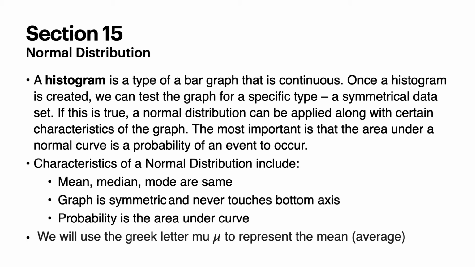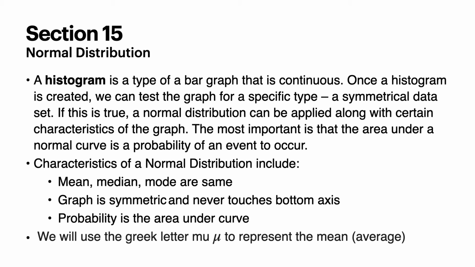Characteristics of a normal distribution include the mean, median, and mode are the same. The graph is symmetric and never touches the bottom axis. Probability is the area under the curve, and we use the Greek letter mu, which is kind of like a weird looking U, to represent the mean or the average.